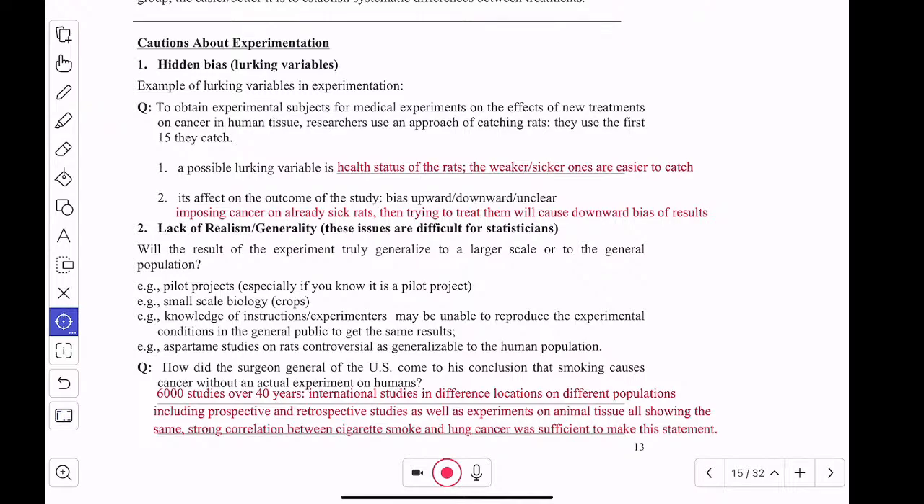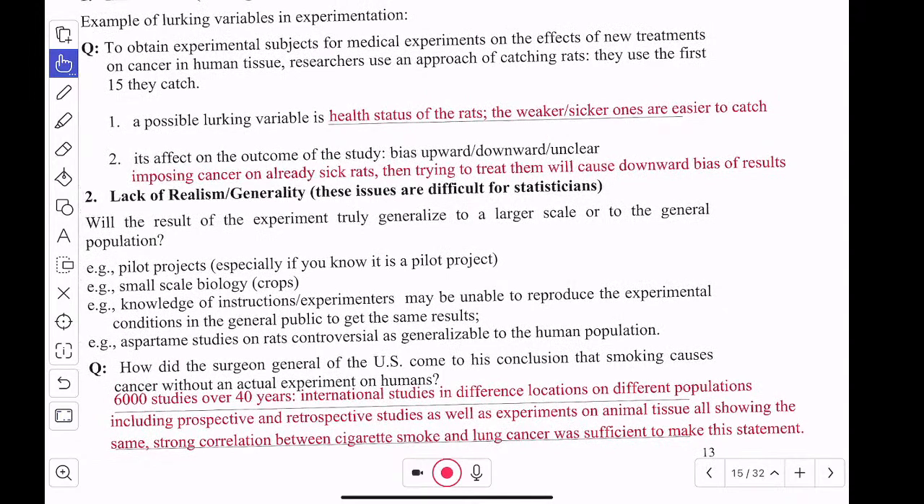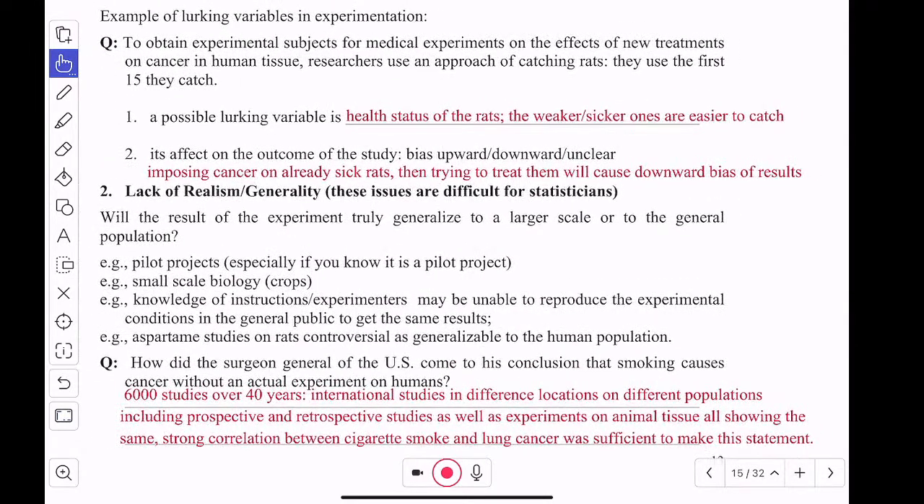Okay, so then you really want an experiment to have generalizability and realism.